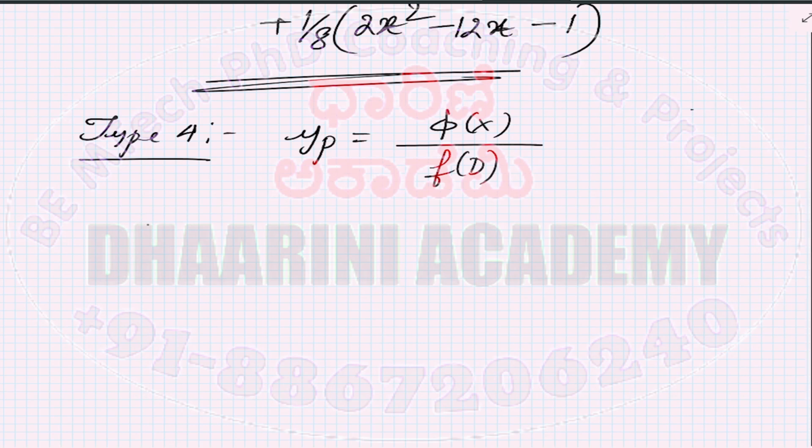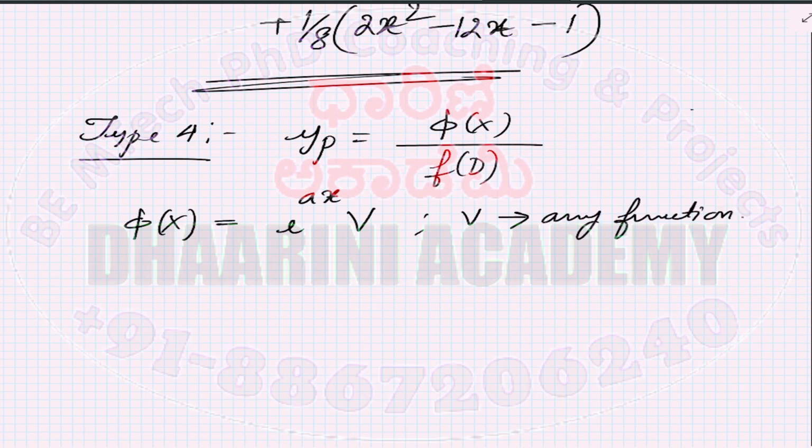In type 4, the phi of x will be of the following type, that is some exponential function e to the power ax into v. This will be the format where v is any function of x. For example, this could be e to the power 3x into sine x, e to the power 3x divided by x, etc. So the v will be any function other than an exponential function.